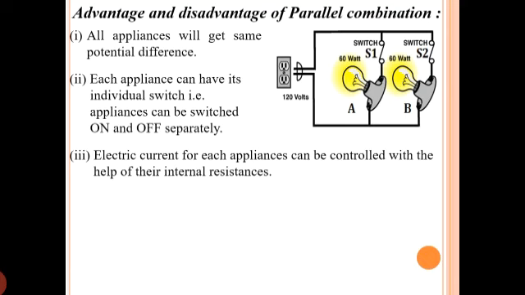Third, the electric current for each appliance can be controlled with the help of their internal resistances. I have already said that for every appliance the current requirement may not be the same, and if they are connected in series, some appliances can get damaged and some will not work, because if the current requirement is less and the appliance is connected in a circuit where the current is high, it will automatically get damaged. So we can control this current with the parallel combination.